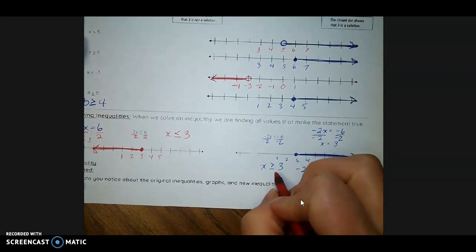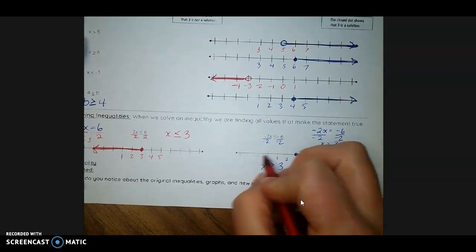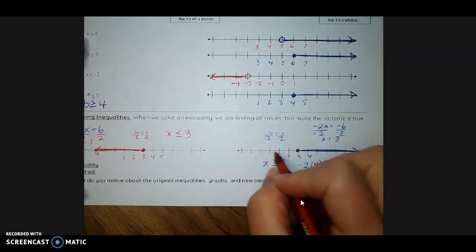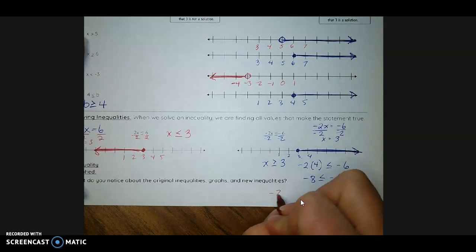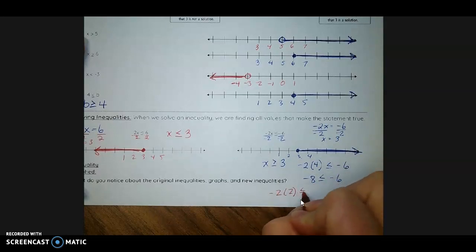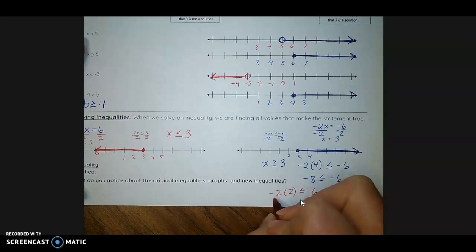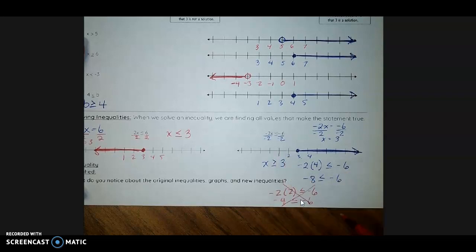If I had not flipped that, I would have been going on my graph this way. And so maybe I would have picked 2. So I would have said -2 times 2 is less than or equal to -6. Well, -4 is not less than or equal to -6. So that is why when I divide by negative, I need to make sure I flip my inequality symbol.